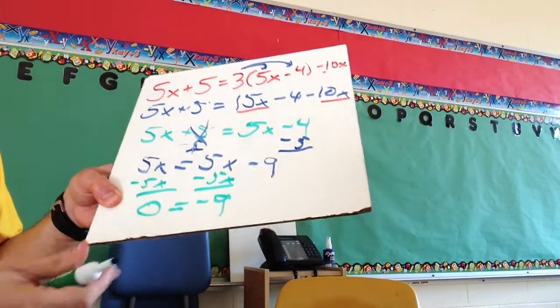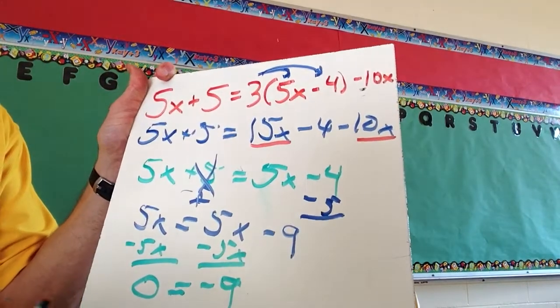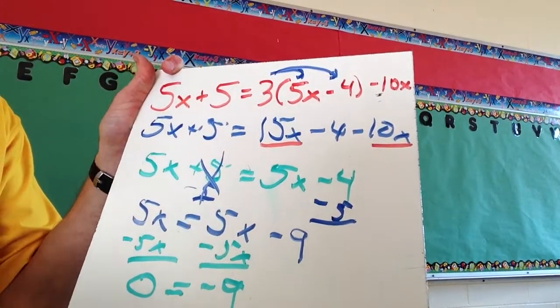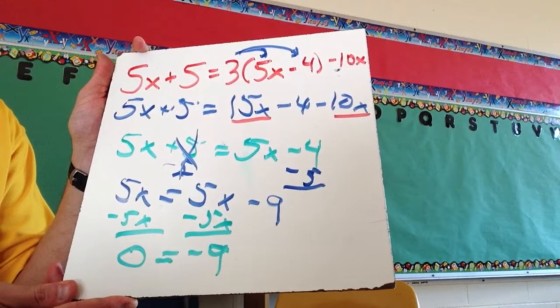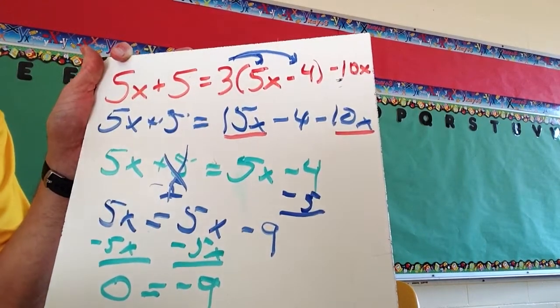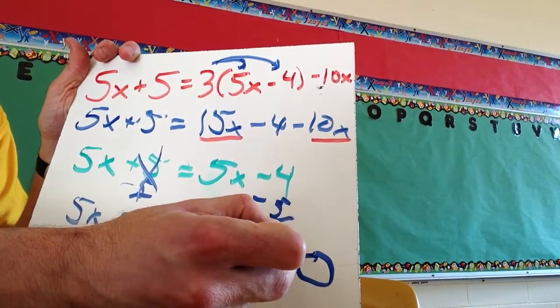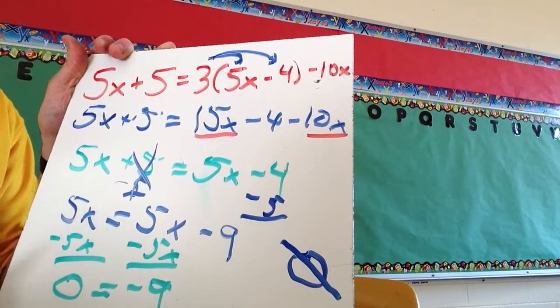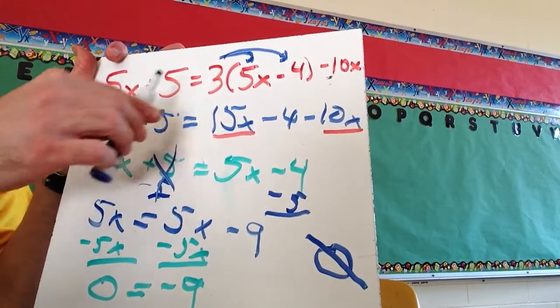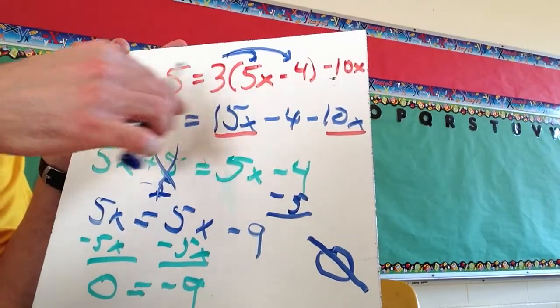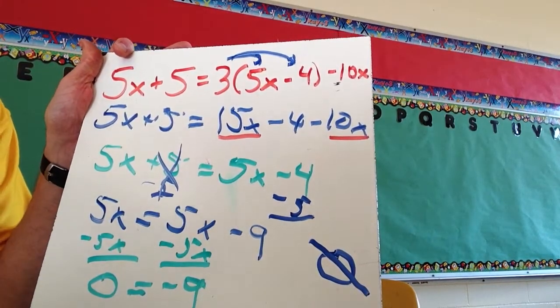Now my problem is, well, I got two problems. One, the x is gone. And two, 0 does not equal negative 9. So for this particular problem, my answer would be, if you remember, the empty set, and the empty set means there is no value for x that I can substitute into the original equation to make this statement true.